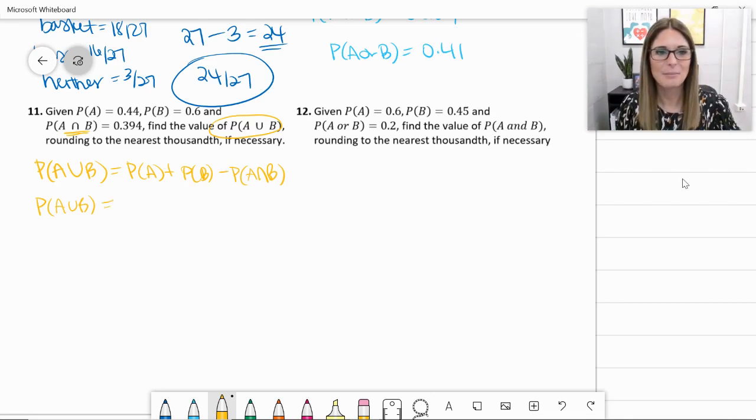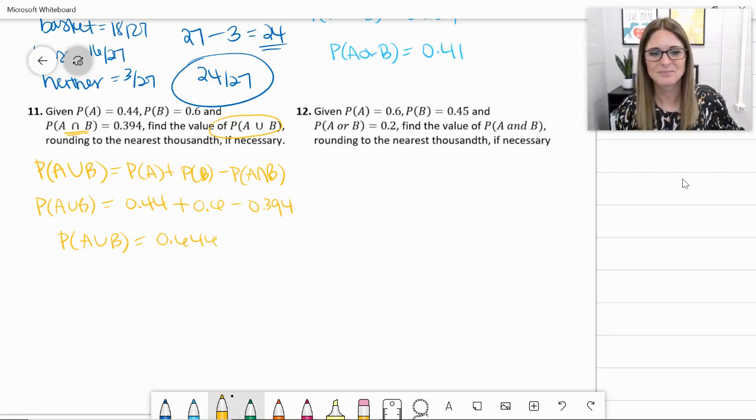So I'm going to plug in the probability of A, they gave us 44 hundredths, plus probability of B, they gave us 6 tenths, minus the intersection, the overlap, the and, is 394 thousandths. That's going to give me the probability of A union B is 646 thousandths. Final answer.